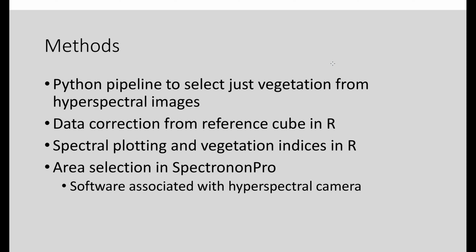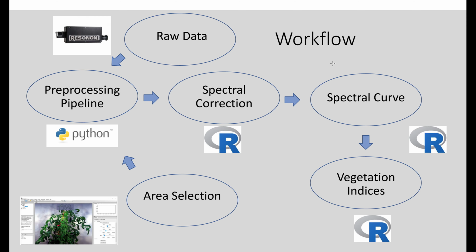After I imaged these plants, the raw data was run through a Python pipeline that selected just the vegetation. And then, from the reference cube that was also in the image, the data was corrected in R, and then spectral plots were made, and vegetation indices were also calculated in R. To do the area selection, I used Spectron Pro, which is software associated with the hyperspectral camera.